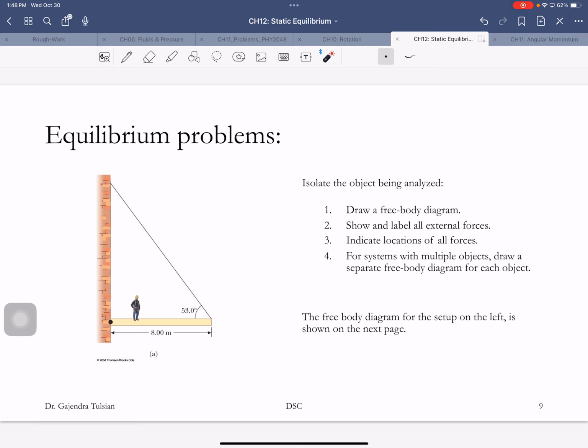So you have a scaffold here. Here's an extended object, and there will be several forces acting on this object. So for instance, the weight of the scaffold itself, this fellow standing on it, and there's a tension of the string acting on it. And are there any other forces acting on this object? Hmm? What normal force?